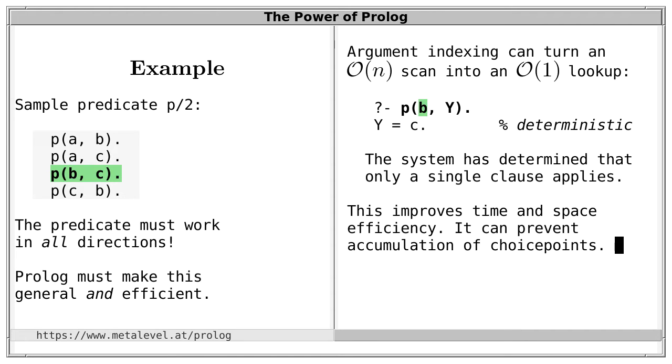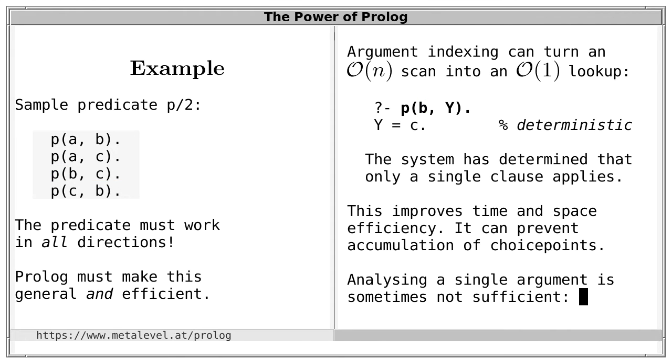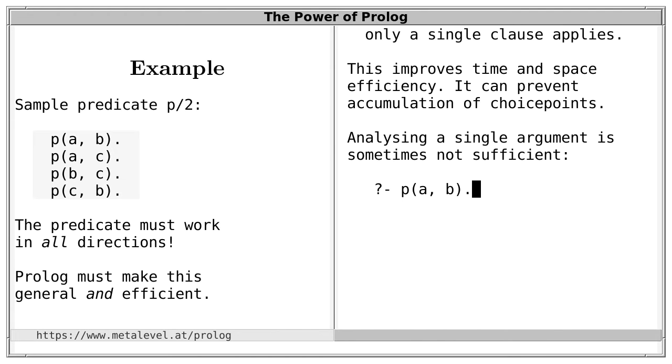So how does a Prolog system do this? Well, from the cases we've seen so far, it looks easy enough, right? Simply take a look at an argument that's instantiated and quickly narrow down the applicable clause heads, right? But that's not all there is to it, because, for example, in general, it's not enough to analyze a single argument. For instance, let's consider the query p(a, b), which is very specific in the sense that the arguments are ground terms. So this query is a simple yes or no question.